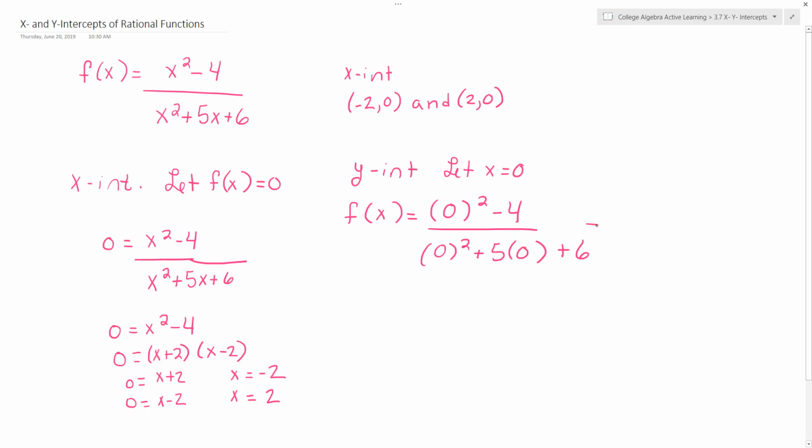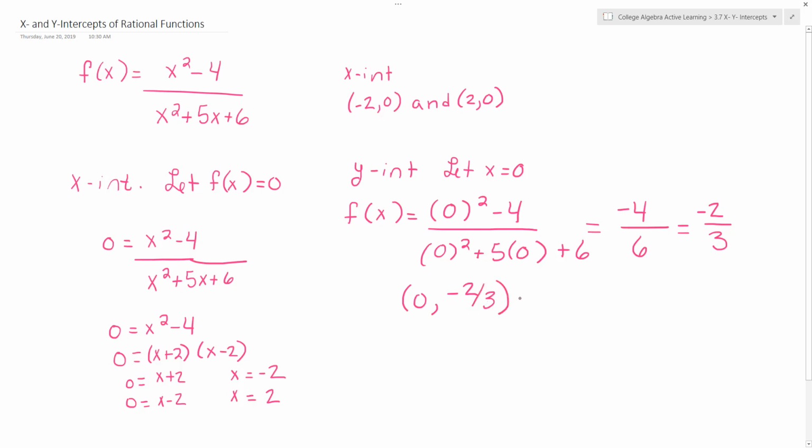We know 0 squared, or 0 times anything, is just going to come out to 0. So we can disregard those pieces, and we're left with negative 4 in the numerator and positive 6 in the denominator. If we reduce that fraction to lowest terms, we get negative 2/3. So we get the point 0 comma negative 2/3 for the y-intercept.